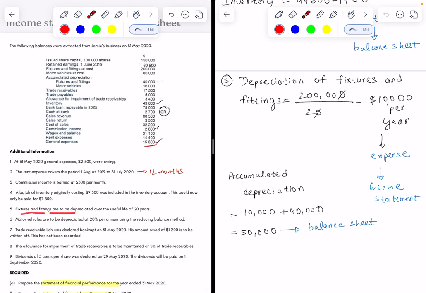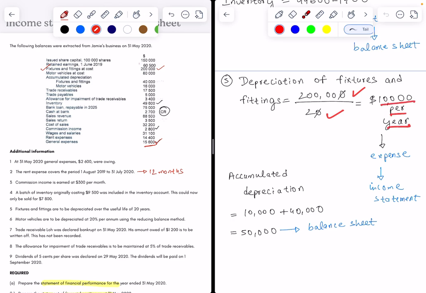Fixtures and fittings are to be depreciated over the useful life of 20 years. So this is basically the straight line method of depreciation, where we simply divide the cost of fixtures and fittings by 20. That gives us the depreciation on an annual basis. Now, what is the cost of fixtures and fittings? It's $200,000. Therefore, the depreciation of fixtures and fittings is $200,000 divided by 20 years, which gives us $10,000 per year as the depreciation.